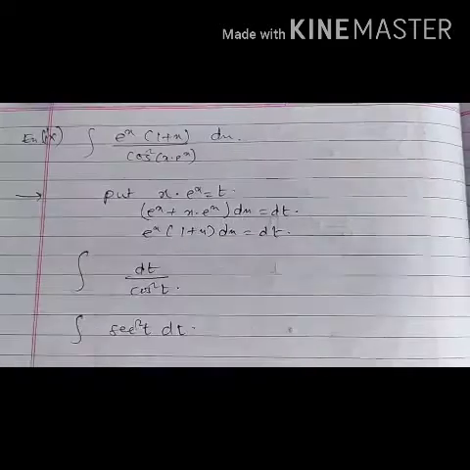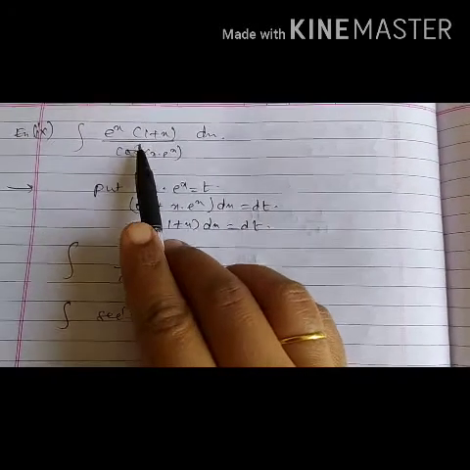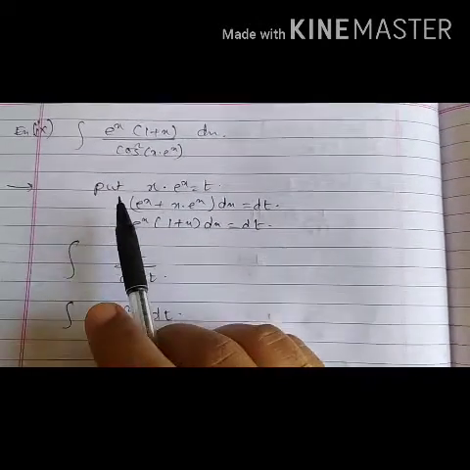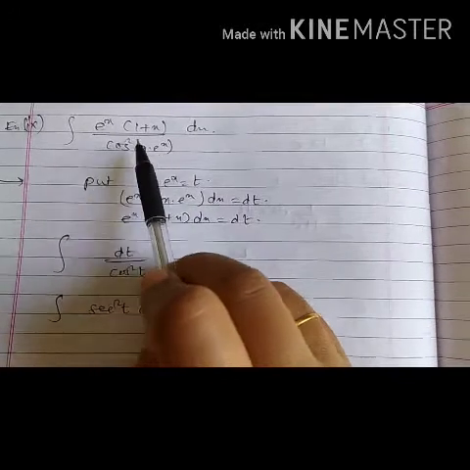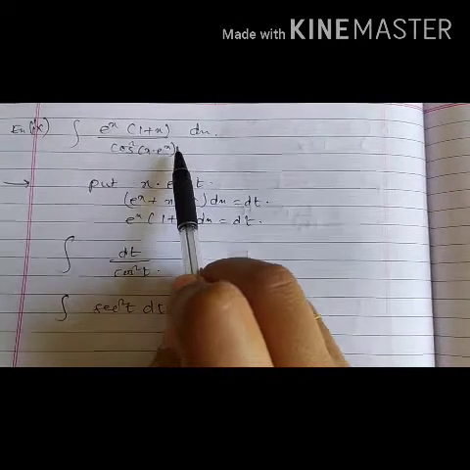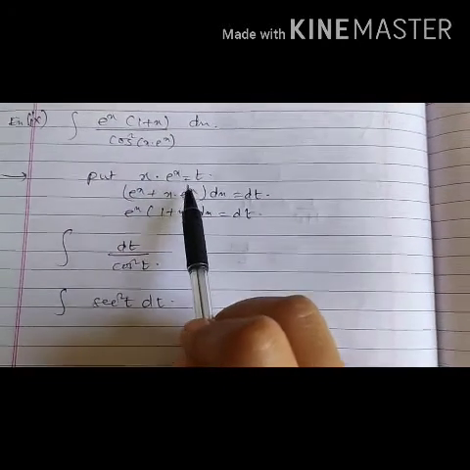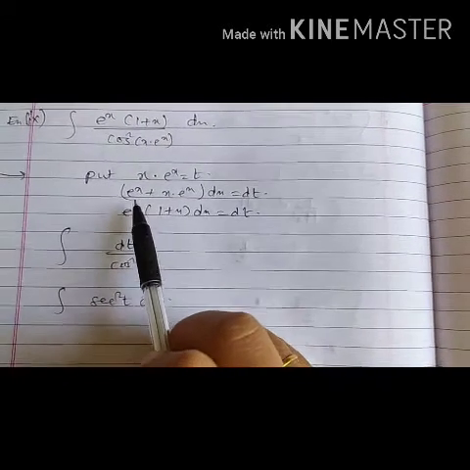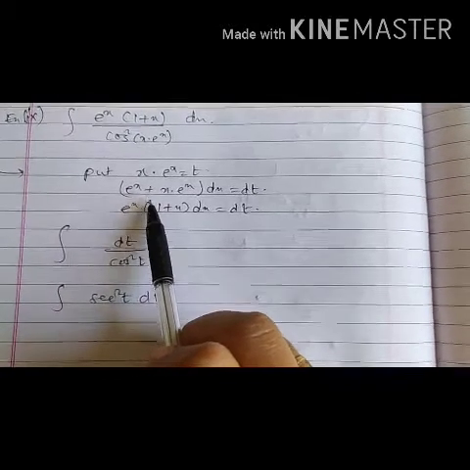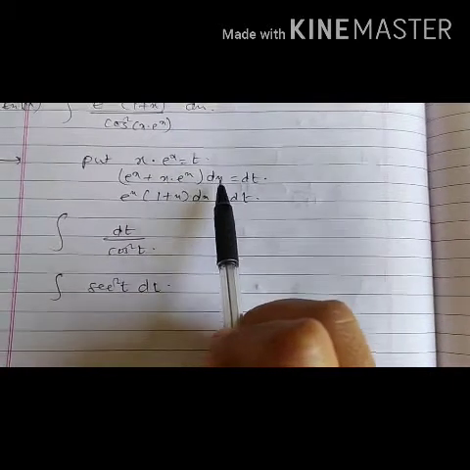Understood? Now the next example, integration of e raised to x into 1 plus x upon cos square x into e raised to x. Now here students, if we'll see this angle of cos square, we have x into e raised to x. If we'll differentiate this, we'll get this term in the numerator. So we'll put x into e raised to x equals to t. So after differentiating, we have derivative of x will be 1, so e raised to x as it is plus x as it is, and derivative of e raised to x is e raised to x. Bracket dx equals to dt.